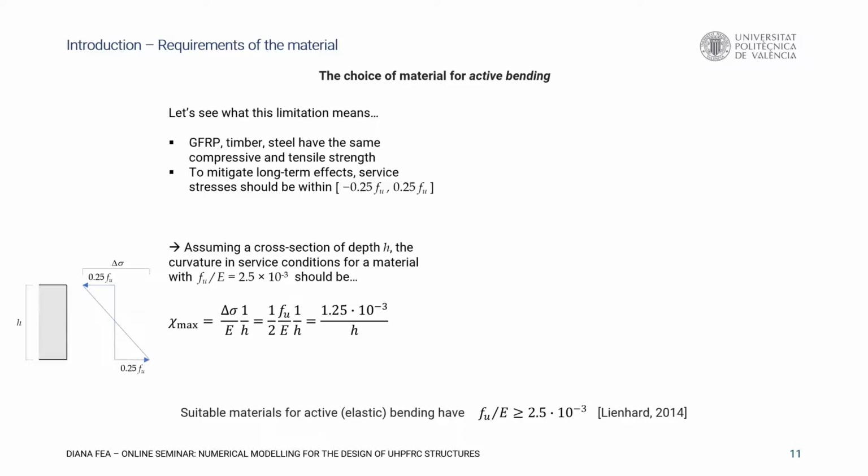Of course, a slender cross-section will allow higher curvatures, but it depends directly on the strength to rigidity ratio. And the result, you can see the result here. So we can reach this curvature in the case of timber.